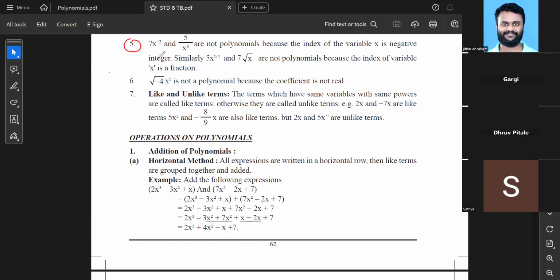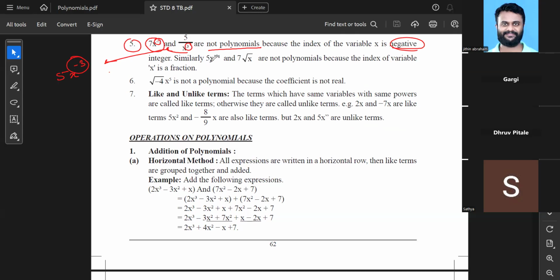So, point number 5: terms like 7x raised to minus 2, where the power is negative, or 5 upon x raised to 3, which is again the same thing. The power becomes negative because 5 upon x raised to 3 can be written as 5 multiplied by x raised to minus 3. So whenever the power is negative, we say they are not polynomials because the index of the variable x is a negative integer.